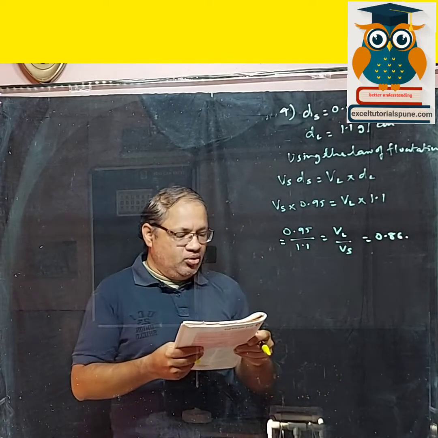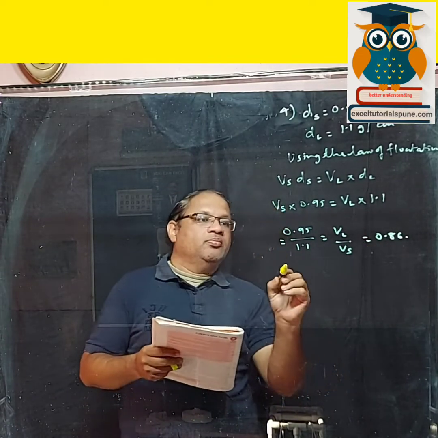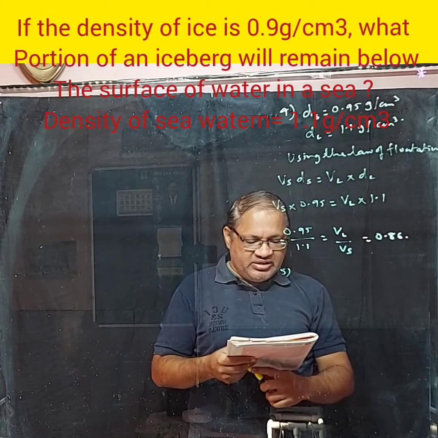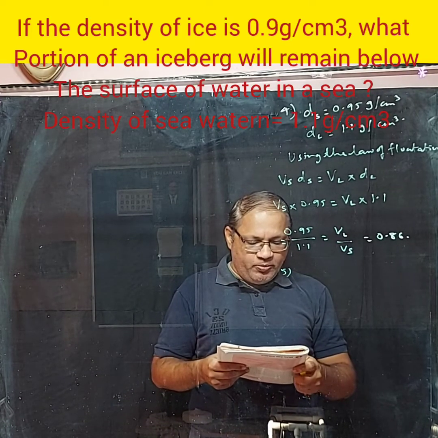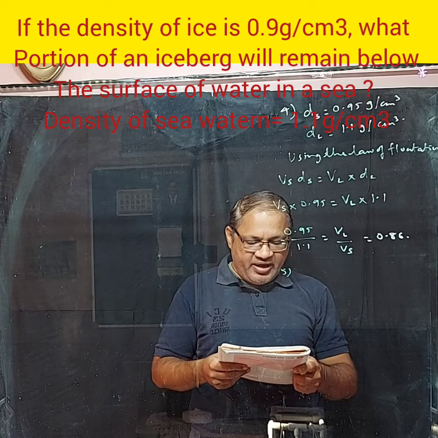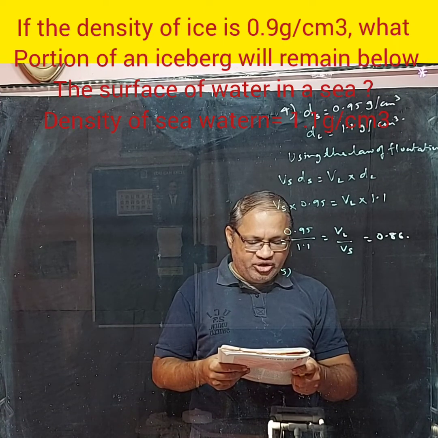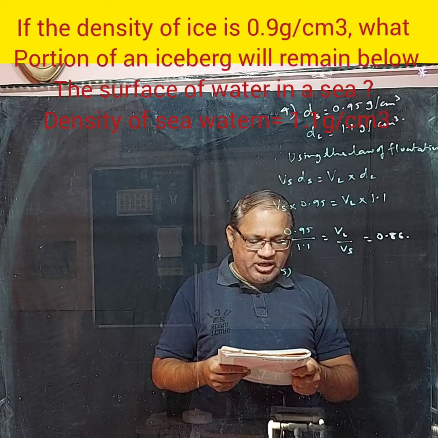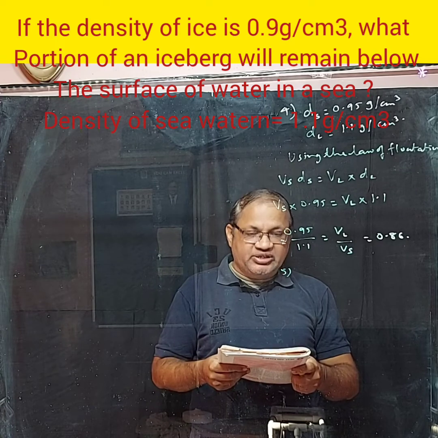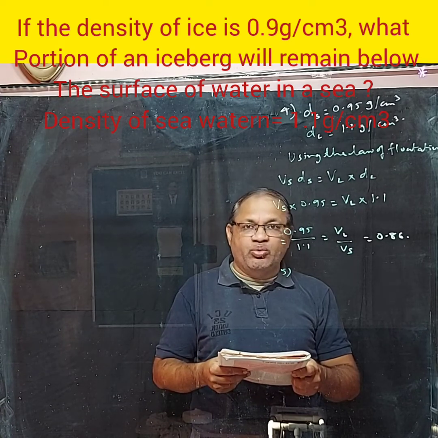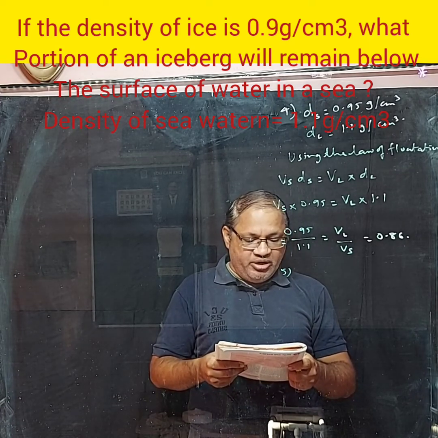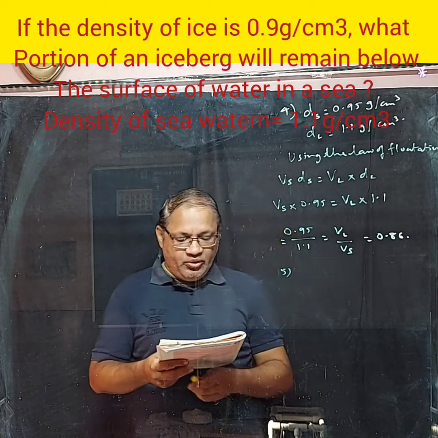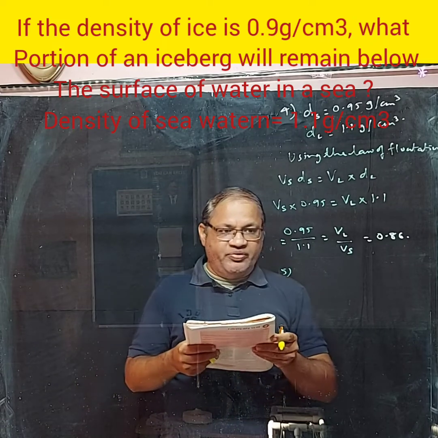That's your answer. Okay. Now the fifth sum. If the density of ice is 0.9 gram per centimeter cube, what portion of an iceberg will remain below the surface of the water in the sea? Density of sea water is 1.1 gram per centimeter cube. So here also density of solid is given and density of liquid, that is sea water, is given, and they want the ratio of the volume. Okay, it's just like the last sum.